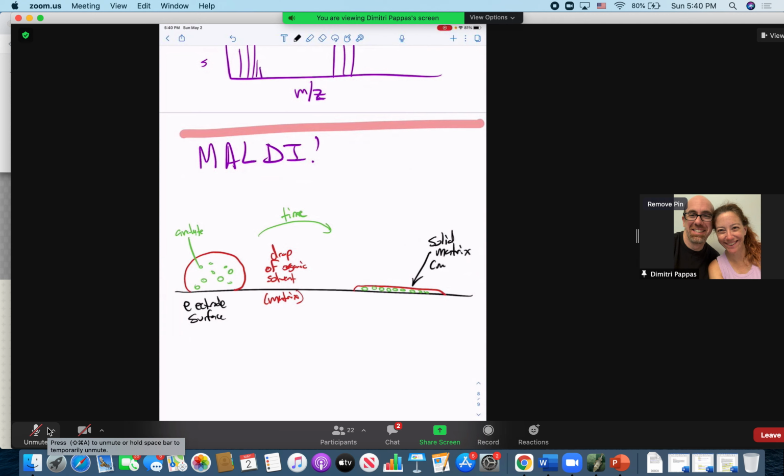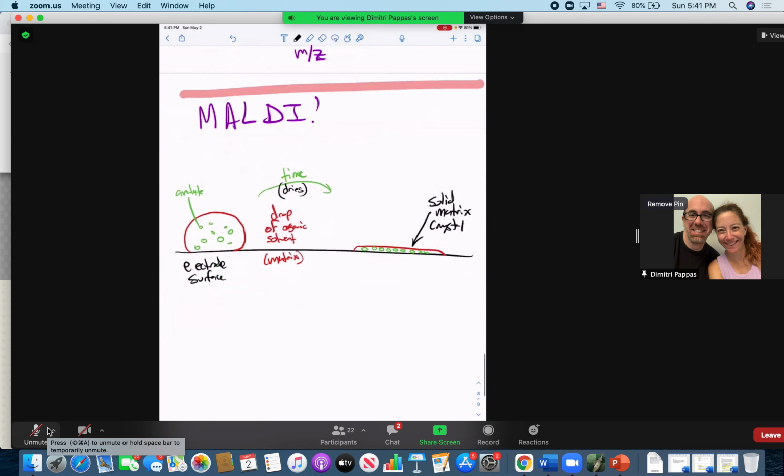It makes a crystal as the droplet dries. Okay, so now if I look at that, let's put it here. All right, so there's my droplet now, okay? All I've done at this point is I've taken my sample, I've dissolved it into my analyte, and I dry it into a droplet.